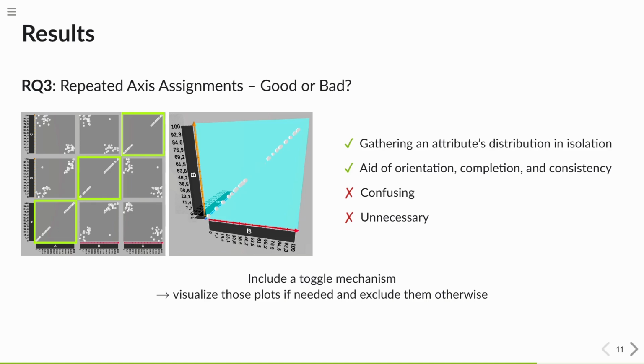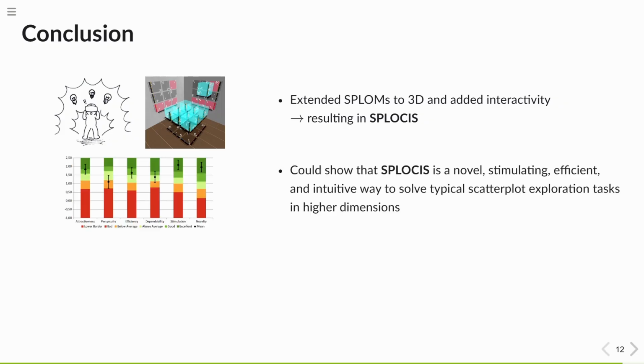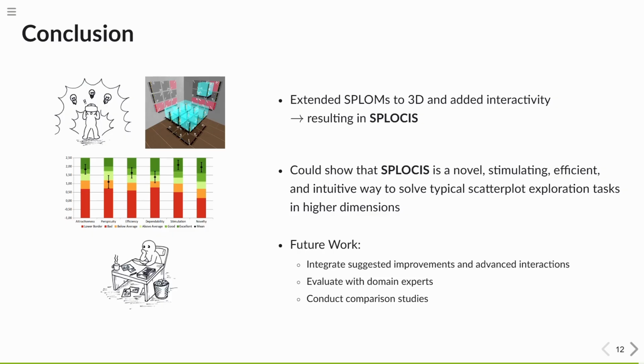Seven participants suggested a toggle mechanism that allows visualizing those plots if needed and excluding them otherwise, which would probably satisfy both of these distinct opinions. So, conclusively, we introduced SPLOCIS, an immersive system based on SPLOMs designed for investigating multivariate data through 2D and 3D scatterplot exploration. We presented results of a user study showing that our system provides a novel, efficient, and intuitive way to solve typical scatterplot exploration tasks in higher dimensions.